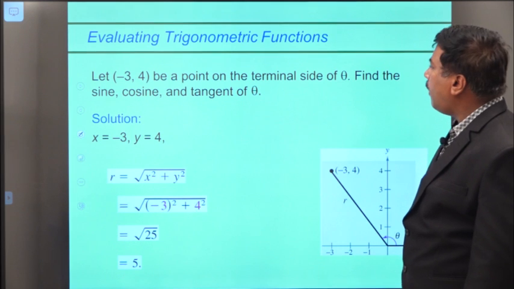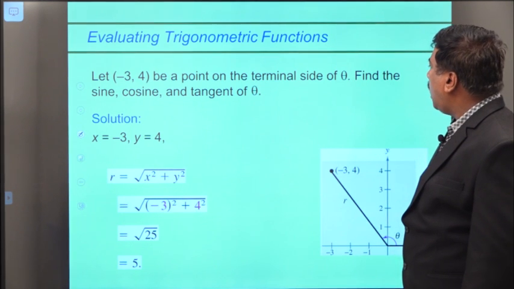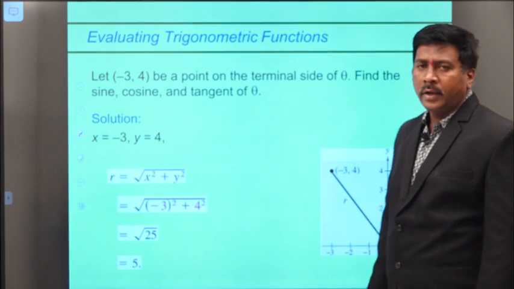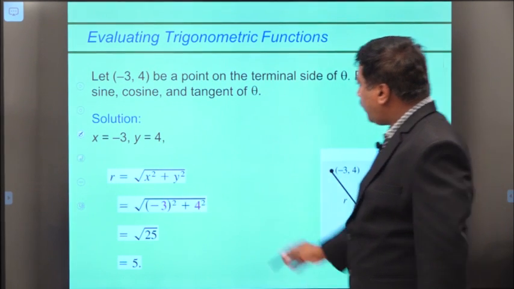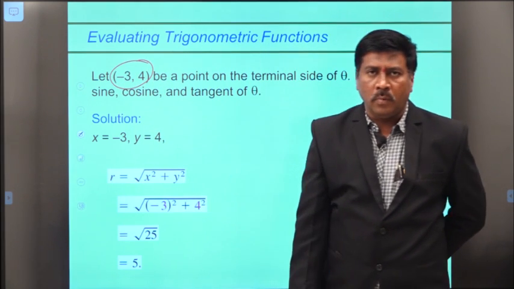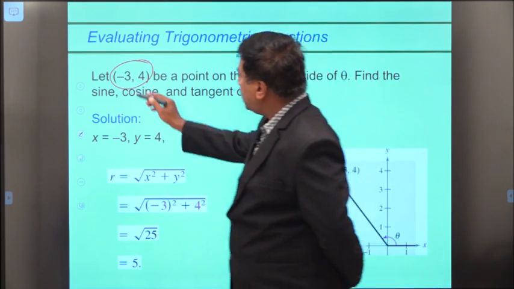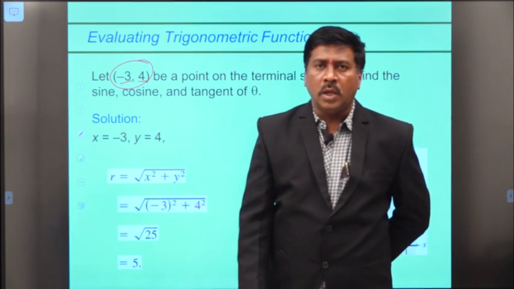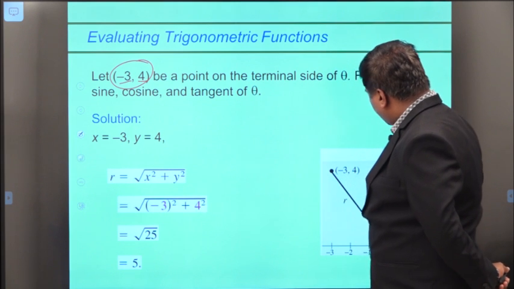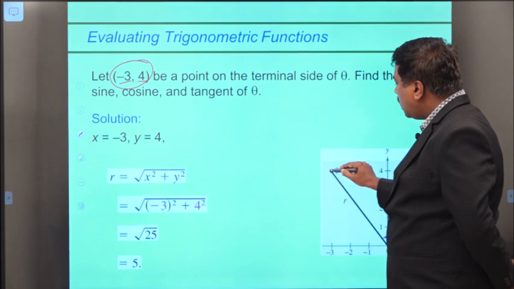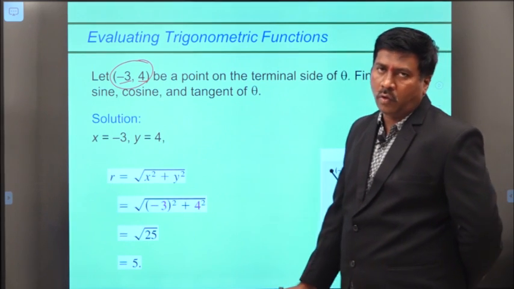Let -3, 4 be a point on the terminal side of theta. Find the sine, cosine and the tangent of theta. Please all of you observe this point -3, 4. Here -3 is called the x coordinate and 4 is called the y coordinate. So -3 value is negative, that means the point lies in the second quadrant of the coordinate plane.